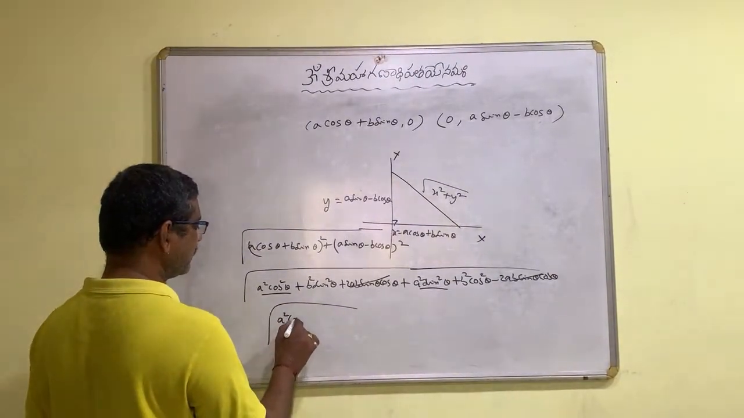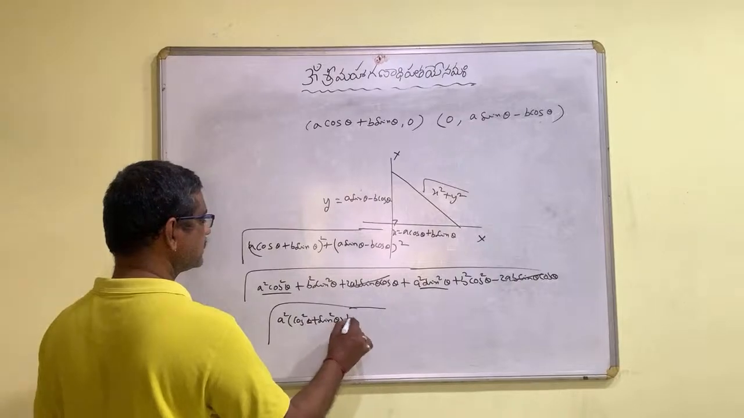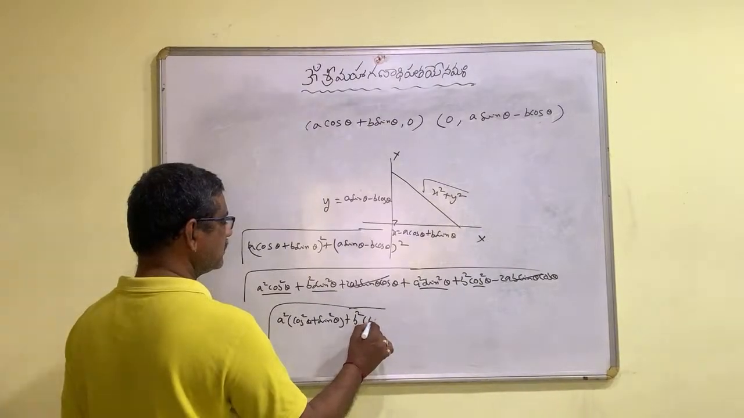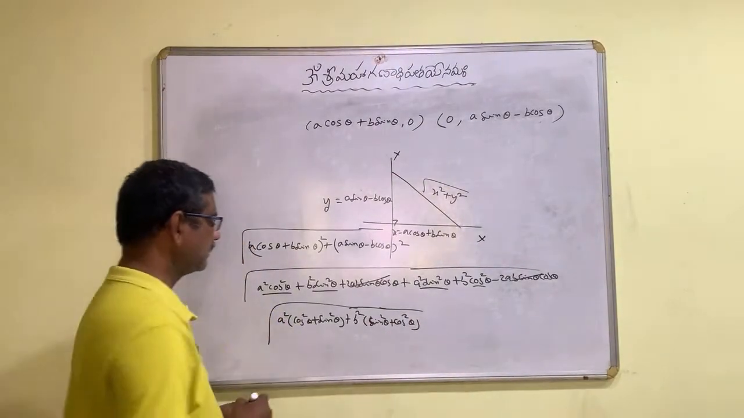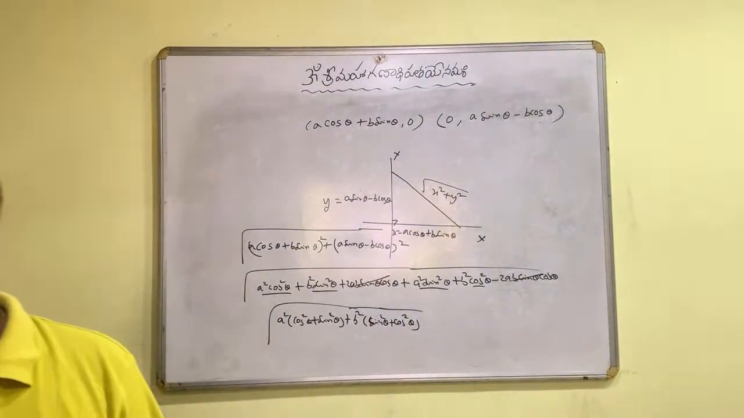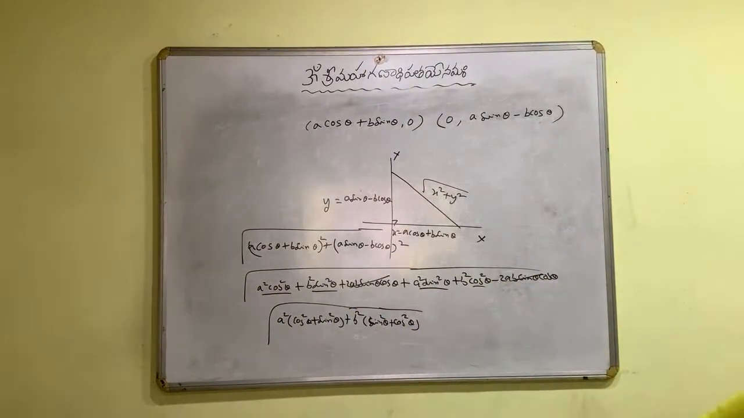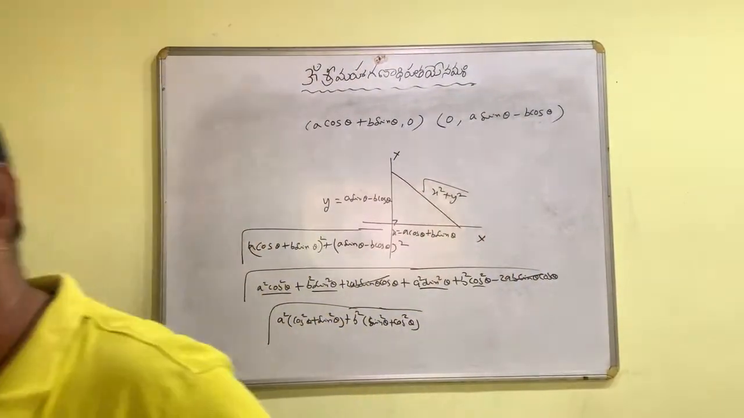If I take a square common, cos square theta plus sin square theta, plus b square sin square theta, b square cos square theta, b square common, sin square theta plus cos square. Is that right? I think the problem is over. The answer is root over a square plus b square. Okay, na?